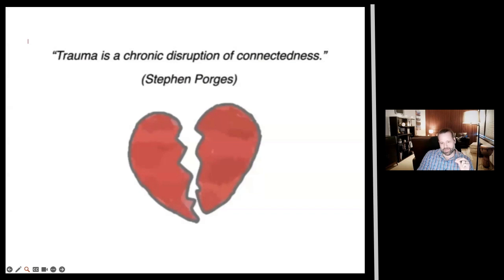Stephen Porges, who is the creator of the polyvagal theory, has what I think is one of the best simple definitions of trauma. Trauma is a chronic disruption of connectedness.